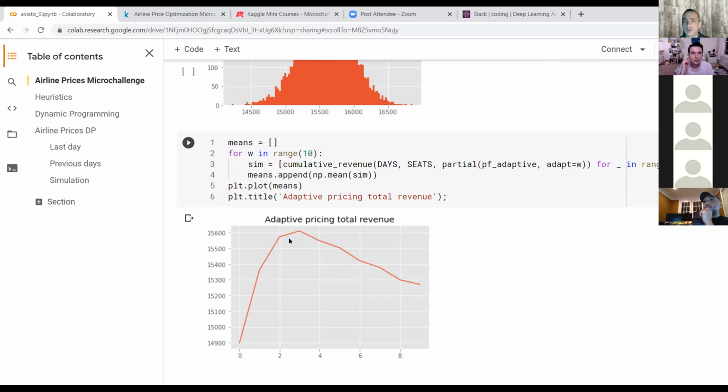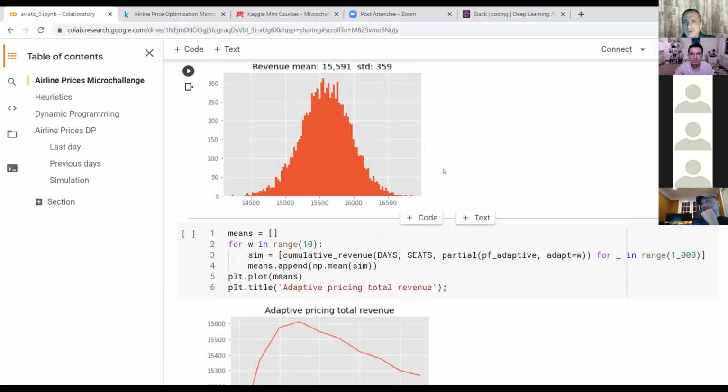It starts declining. So apparently, if you get too greedy and try to sell too much, you forego the opportunity to sell at good prices later on in the process. So trying to capitalize on the first good day may not be as good an idea.